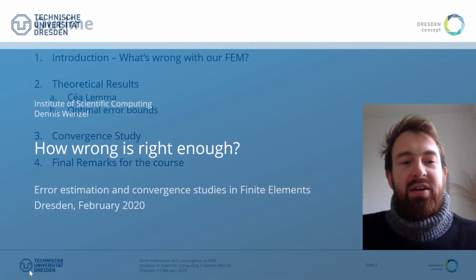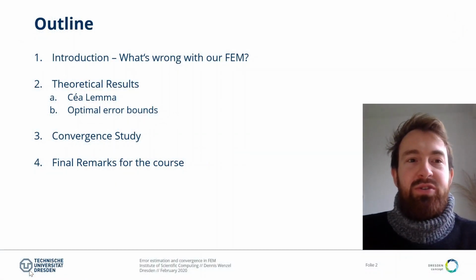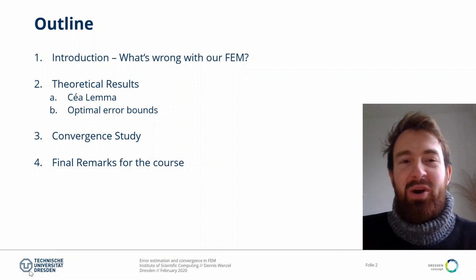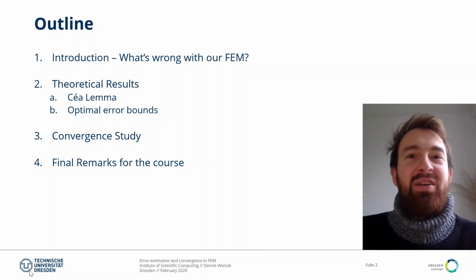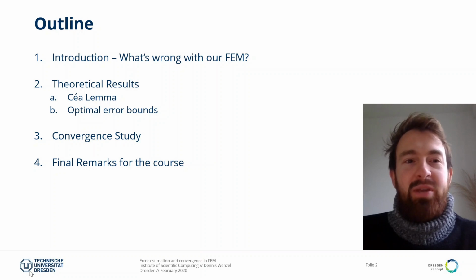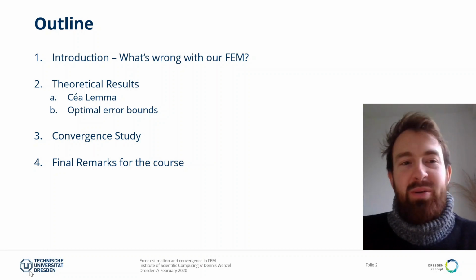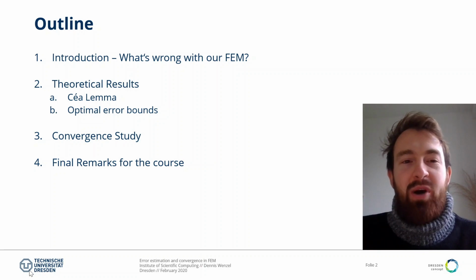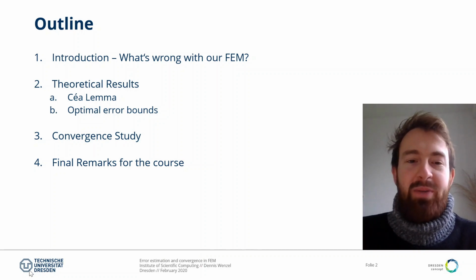So the outline for today is we're going to start with asking what's wrong with our FEM, so observing when things go well and when they don't. Then we want to consider some theoretical results, in particular Céa's lemma and some optimal error bounds on how to estimate errors. Then we want to do a practical convergence study, and then in the end, of course, because it's the last lecture of the semester, I want to give some final remarks for the course as to summarize everything and wrap it all up nicely.